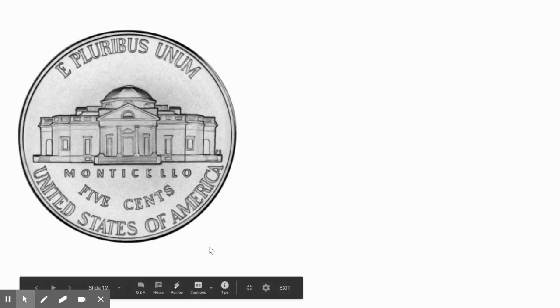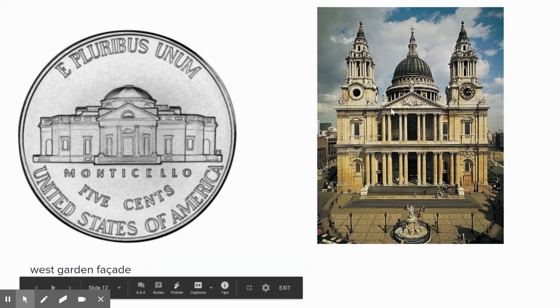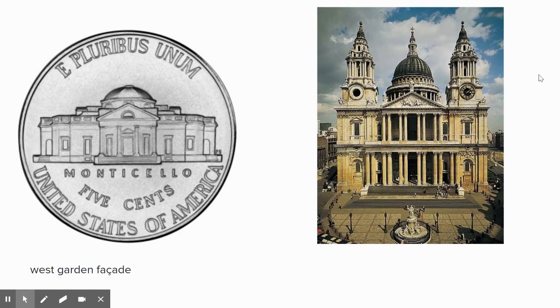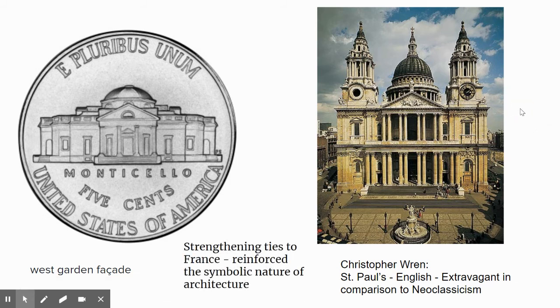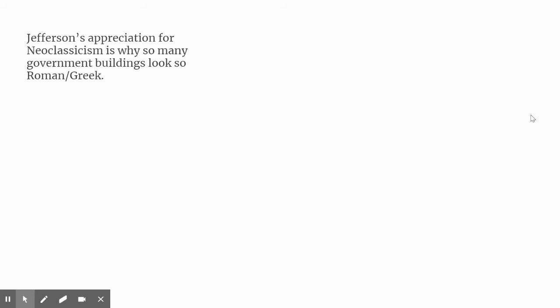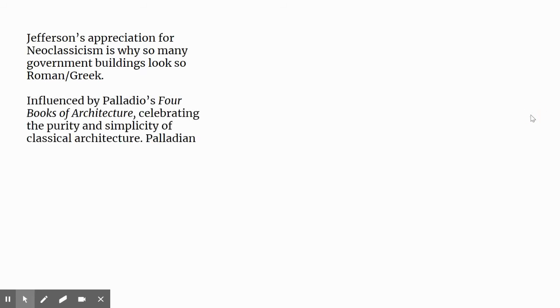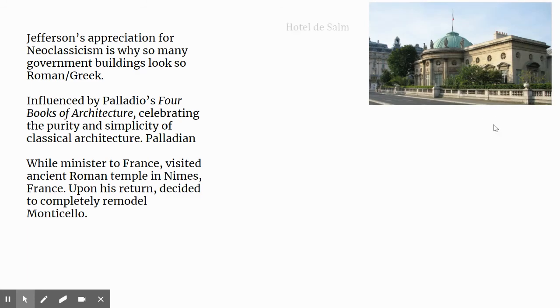You know Monticello from the nickel. This is an example of something that's built around the same time, which is St. Paul's Cathedral by Christopher Wren, which is rather extravagant in comparison to what we see with neoclassical buildings. Again, neoclassicism is really big in France. By adopting more neoclassical style rather than Baroque style, we're reinforcing our ties to France, which of course Jefferson's going to want to do, not reinforce ties to Britain. So you should definitely read this. It's really important. You can read it yourself.